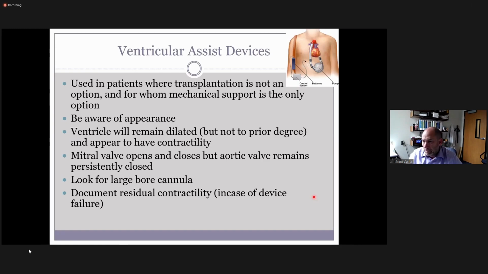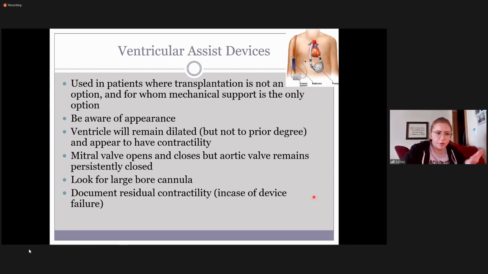Kelsey, go ahead. Once they remove the LVAD, because it's technically supposed to be temporary, what happens when they take the pump out of the left ventricle? I would assume with the aorta they try to use a homograft or something, but how do they do the myocardium? I think they would just sew it up.